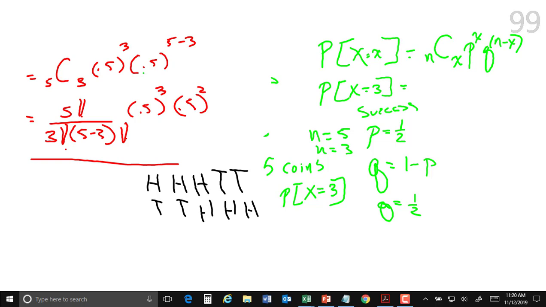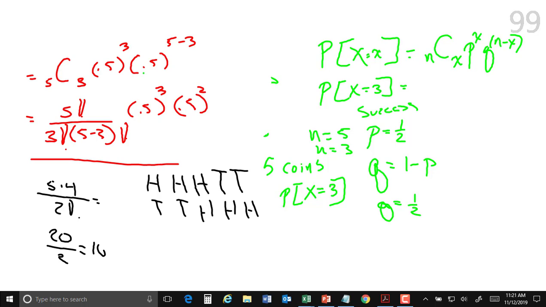So we know 5 factorial, and this is 3 factorial, so this will only go from 5 times 4, because the 3 factorial will divide out. And then on the bottom, we still have 2 factorial. Well, that's 20, and 2 factorial is 2 times 1, which is 2. So that means that there are 10 ways that this can happen.